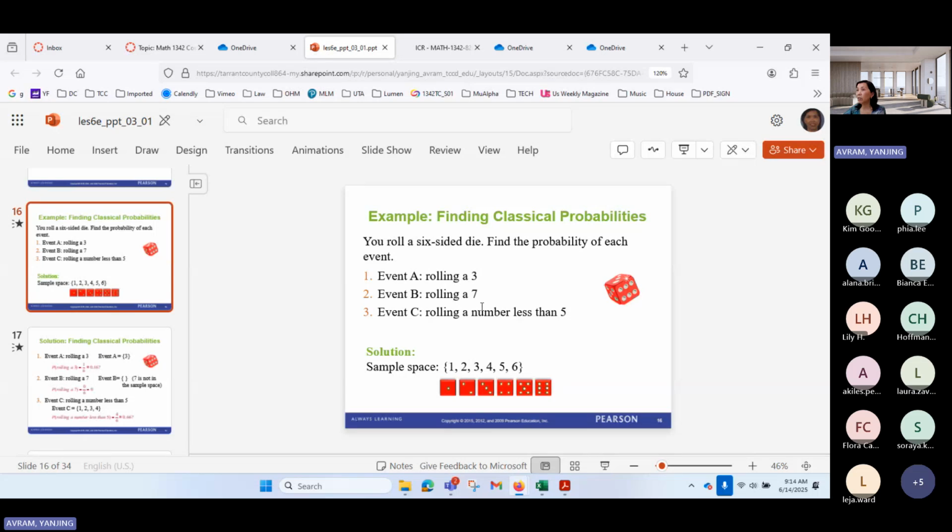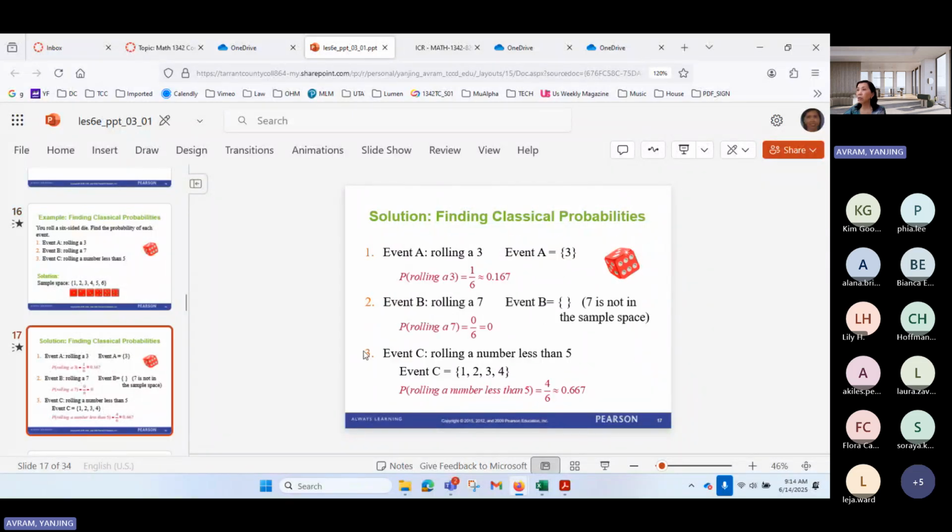Event of rolling a 7. Well, I don't have anything 7 here, so the event of rolling a 7 will be 0. 0 divided by 6 is still 0. And then rolling a number less than 5. Less than 5 doesn't include 5, so you have 1, 2, 3, 4. So you have 4 divided by 6, and then you have to simplify. If you want to write an exact answer, you simplify into 2 over 3, or you can convert it into a decimal, which is 0.667.